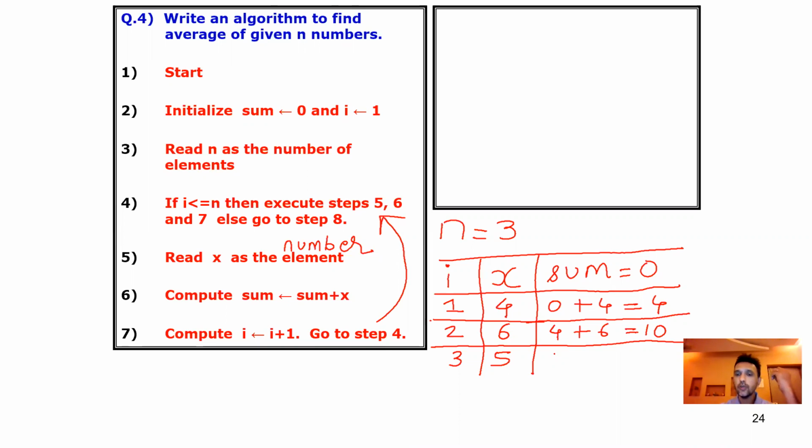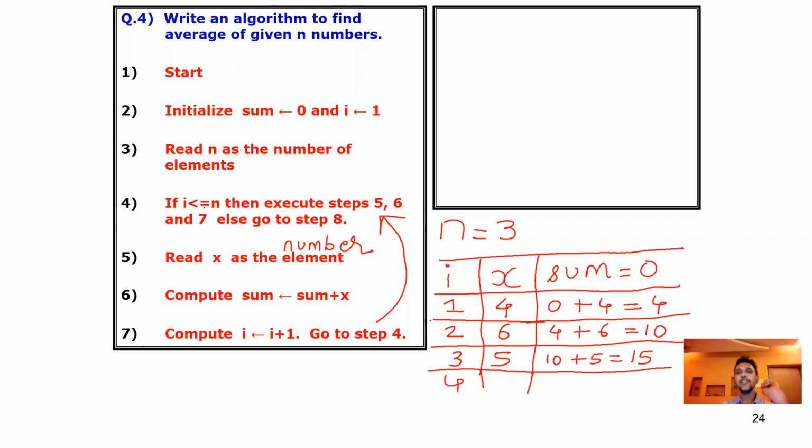Compute M equal to 10 plus 5, which is equal to 15. Very good. I is equal to I plus 1. What is the new value of I? 4. Now, will we go to step 4? Yes. Is 4 less than or equal to 3? False. So now the loop stops over here.